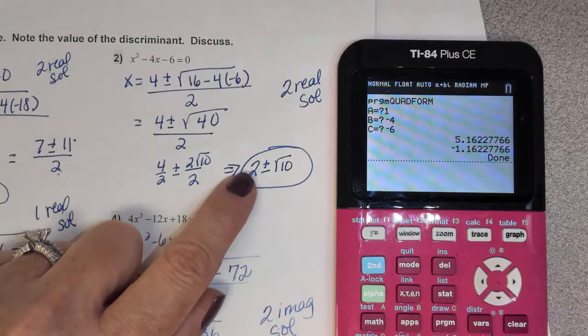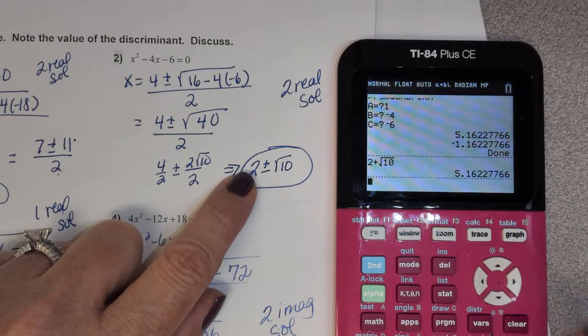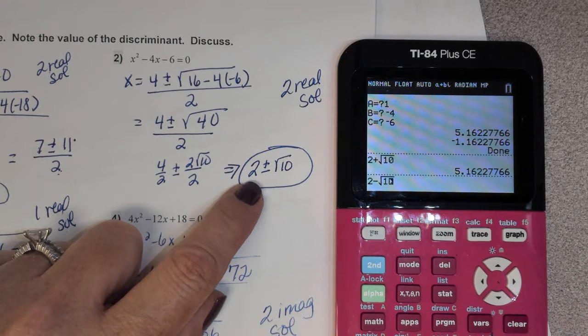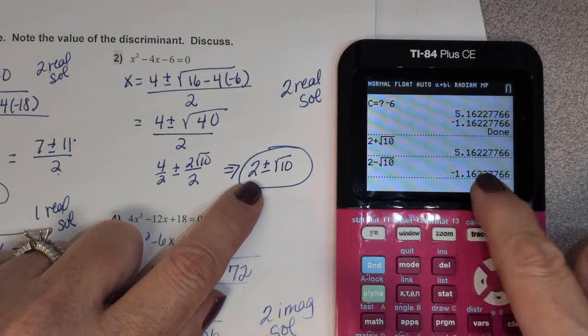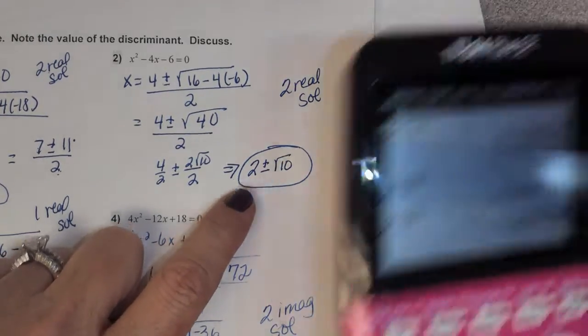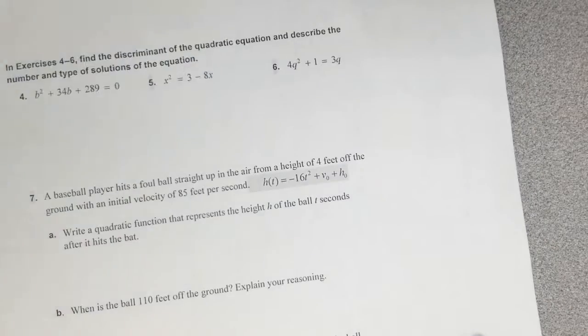So now I'm just going to check. Is that what 2 plus radical 10 is? Yeah. Is that what 2 minus radical 10 is? Yes. See how it allows me to check those answers. All right, so great thing to have. Make sure you take the time to do that over the weekend.